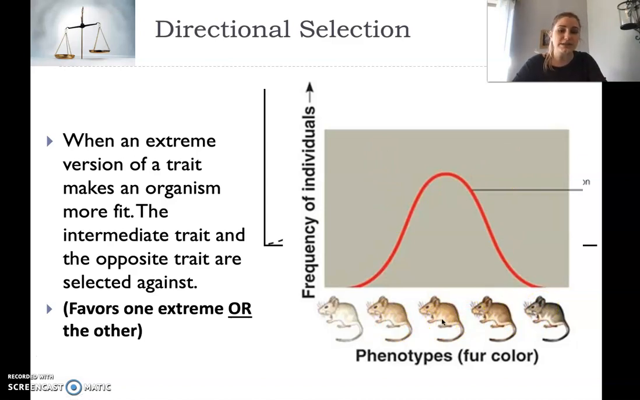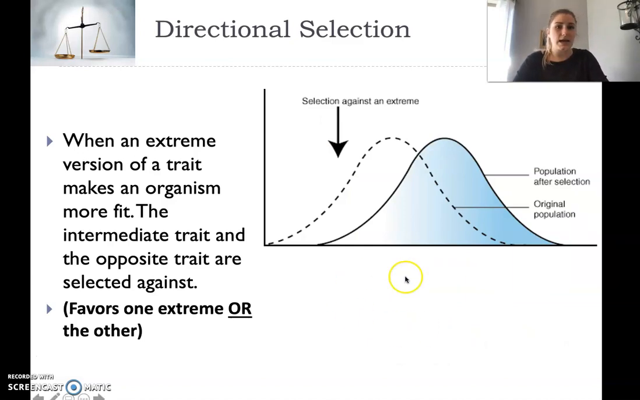So directional selection, I'm going to go back to this, is when this graph shifts from that medium point towards one of the extremes. So when an extreme version of a trait makes the organism more fit. In this case, the intermediate trait and the opposite trait tend to be selected against. So in directional selection, we are favoring one extreme. Only one extreme, and that's going to be important later on.